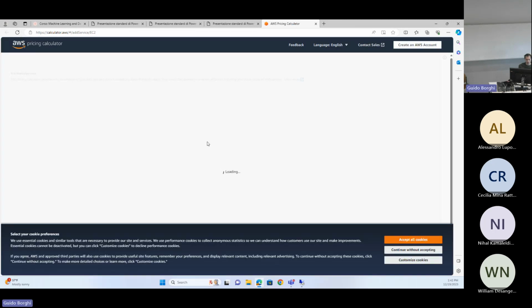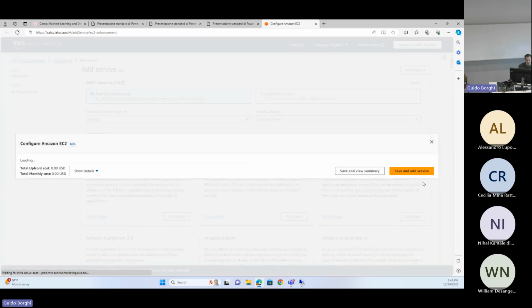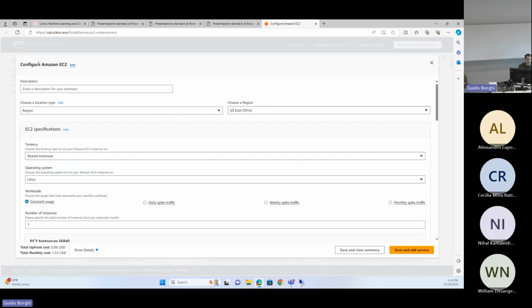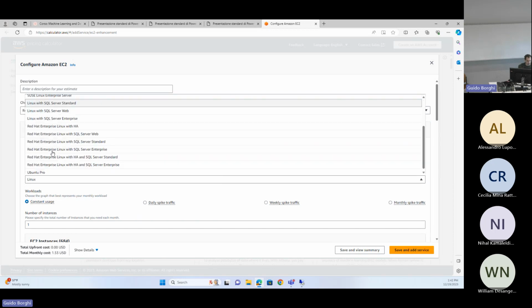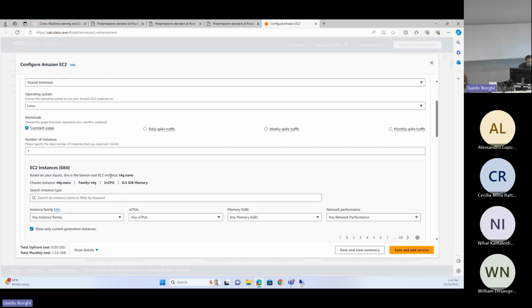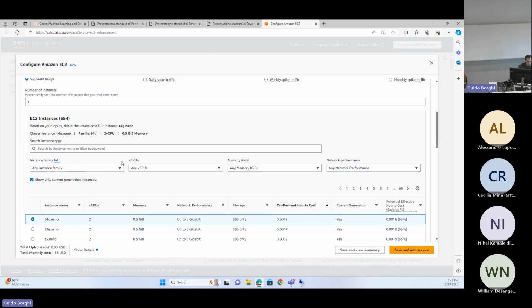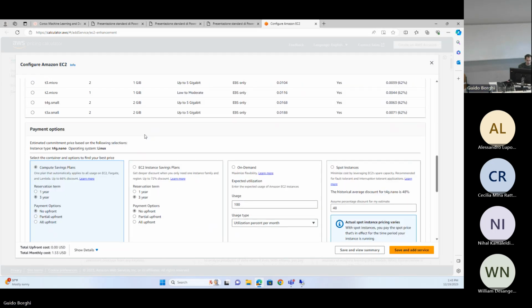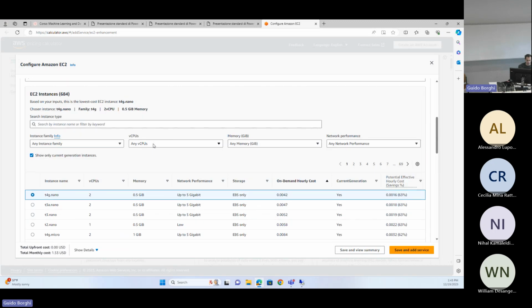Okay, for example, this is the solution provided by Amazon, in which we can configure an Amazon machine. You can see that we can choose the location type, the region of the virtual machine, and the operating system of the machine that we want. It's based on Windows, Linux, and so on. And here we can select the hardware that we want to use. As you can see here, the hardware is related to the cost of the solution.